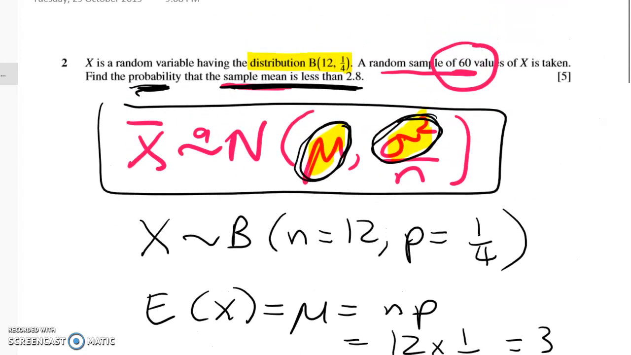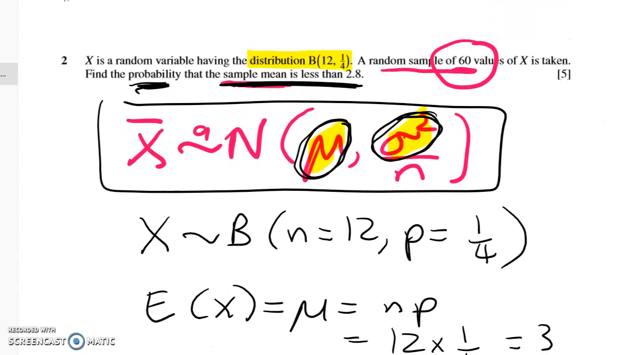So just a really nice last little bit of revision. Remember, the distribution of the sample mean will be normal as long as I've got a large enough sample. And the values that go into here will come from my original distribution.